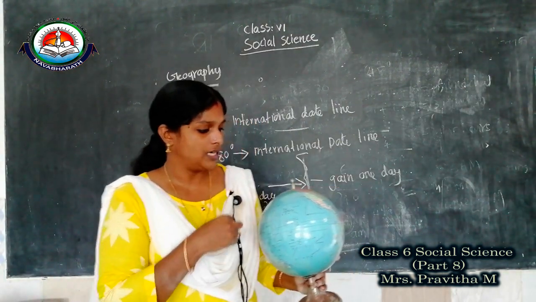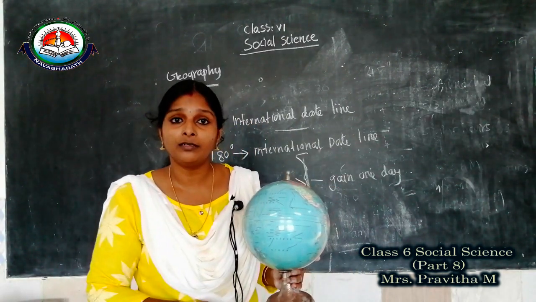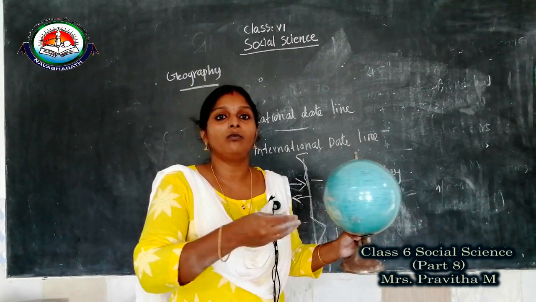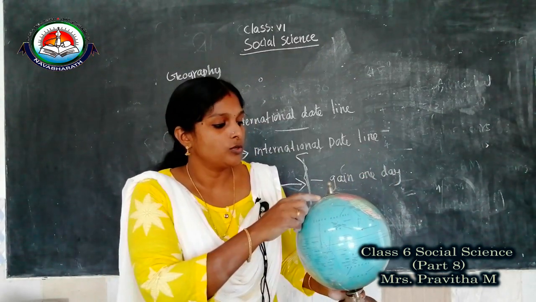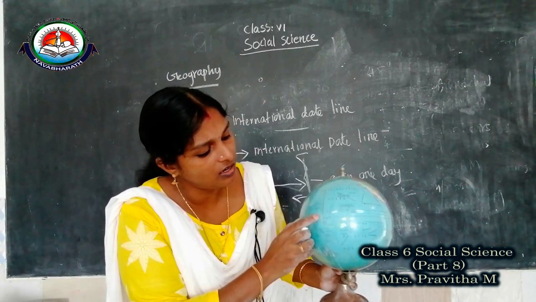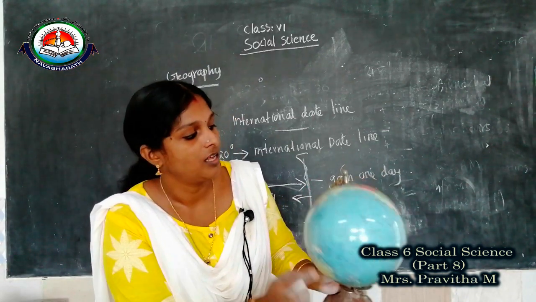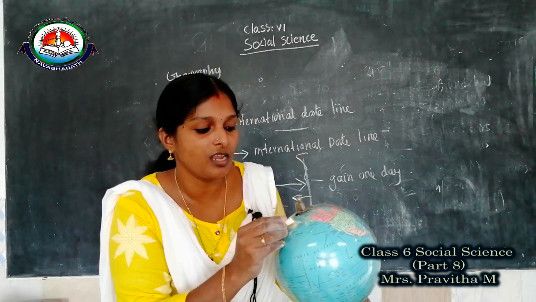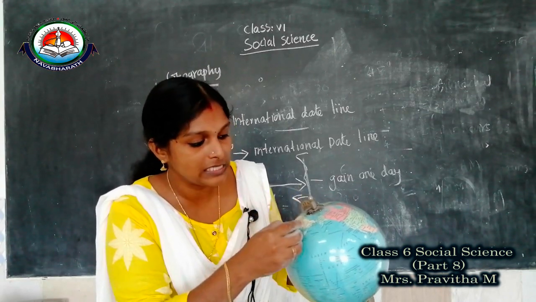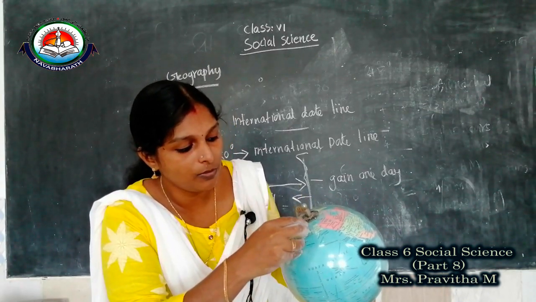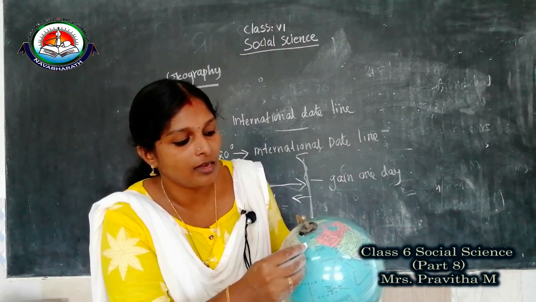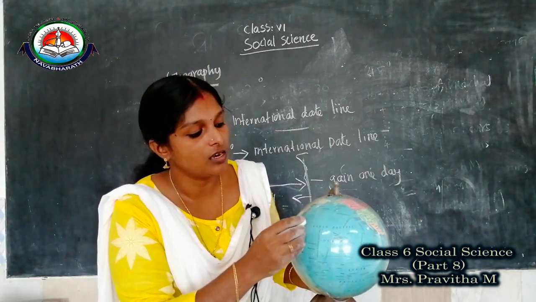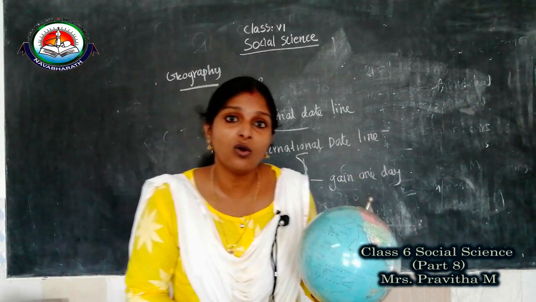So if this international dateline is drawn through any country, what will happen? In the same country, sometimes one area will be day and one area will be night. Clear? So this international dateline is not touching any country. It is drawn through the ocean. That is why this is not a straight line. If it touched a country, say Russia, then this area of Russia would be one day and this portion would be another day. One day difference will come. So without touching any country, this international dateline is drawn through the ocean.